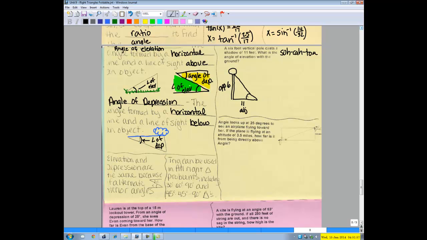So now we have SOHCAHTOA. Which one is opposite and adjacent? It is, of course, tangent. So we have tan of some unknown angle, we don't know what it is yet, is equal to opposite over adjacent, so 6 over 11. And again, you use your calculator, x is equal to tan with a little -1 of 6 over 11.